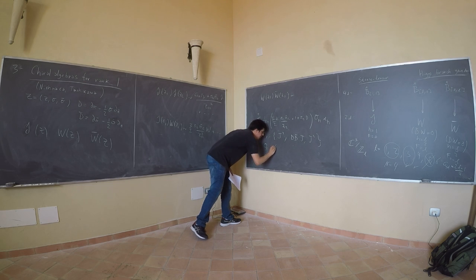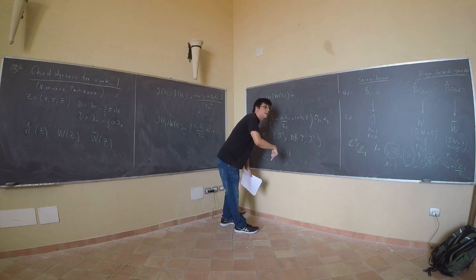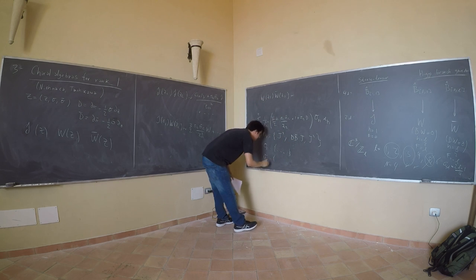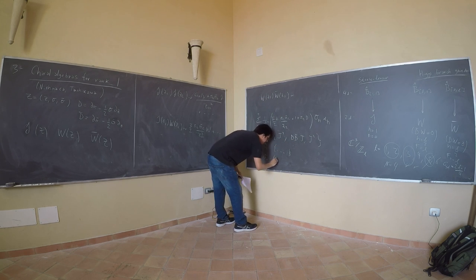Sorry, what is J prime? The derivative with respect to just the z coordinate. So D and D-bar are the fermionic derivatives, and prime is the derivative.